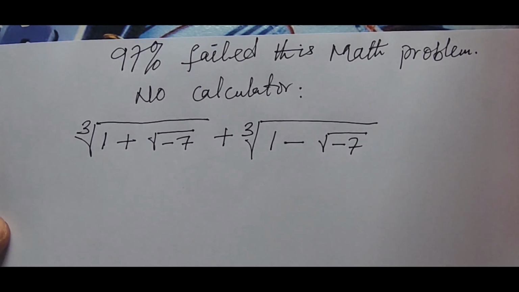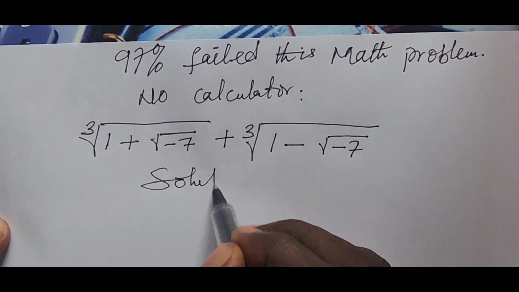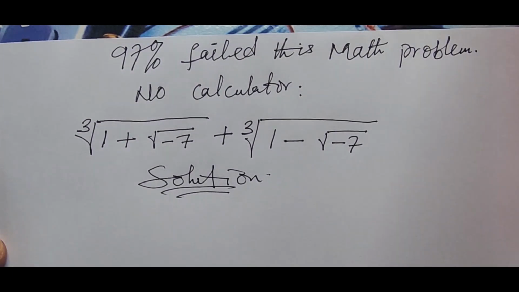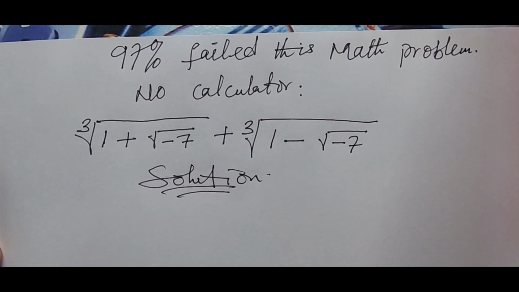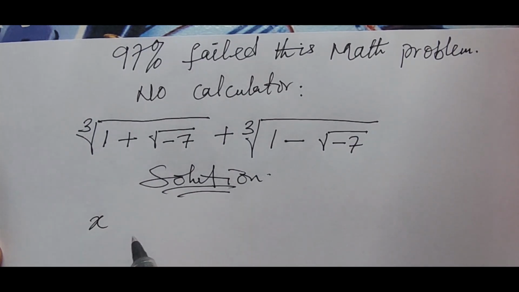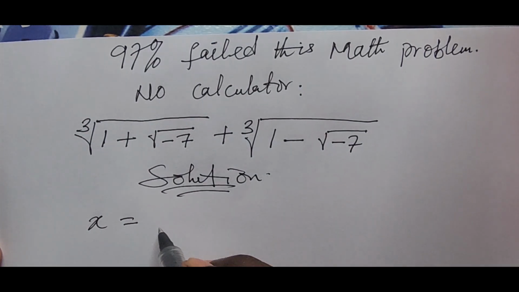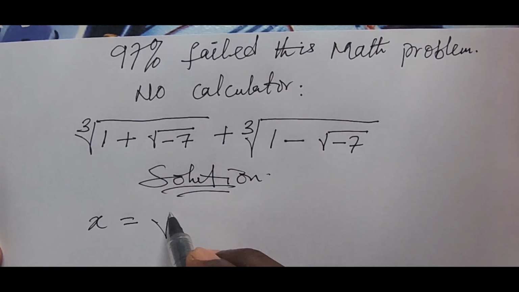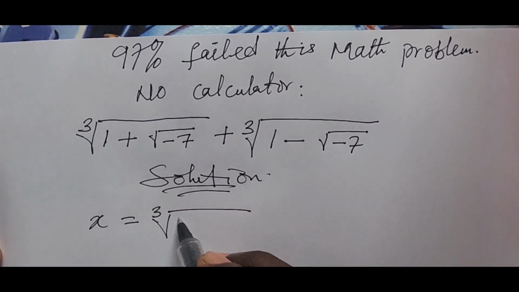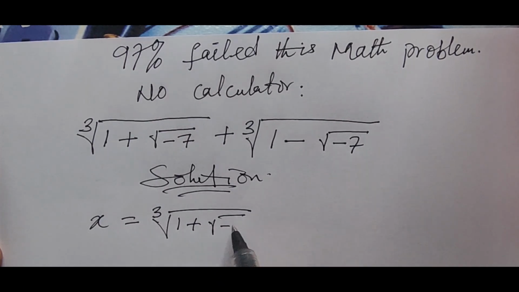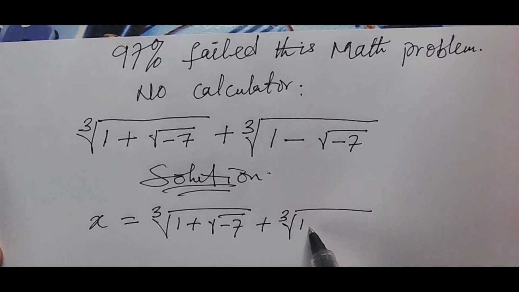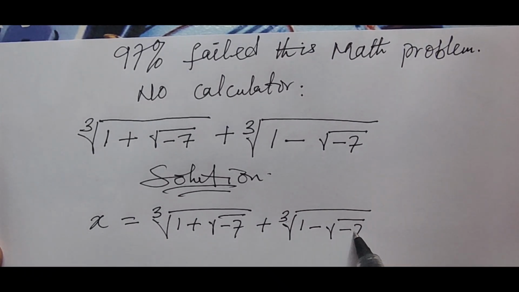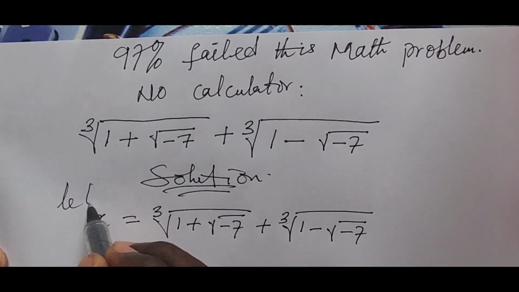So let's go step by step. Let's take our solution. So the first thing we're going to do here is a simple substitution. We're going to take our x to represent the whole of this expression. Let x equal the whole of the first expression, which is the cube root of 1 plus the square root of minus 7, plus the cube root of 1 minus the square root of minus 7. So here we are saying let x be this.